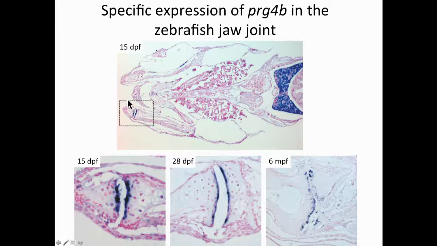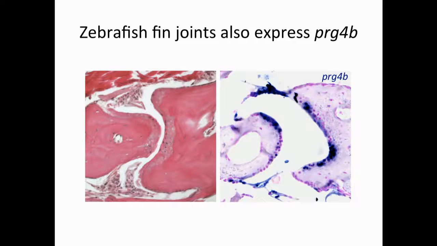So here, this expression by in situ hybridization at 15 days post-fertilization, you can see strong and specific expression of PRG4 just in the articular cartilage at the jaw joint. And this expression is maintained at 1 month and out into adult stages in the zebrafish. And this was true also in the fin joints that we described earlier. So nice strong expression of PRG4 at 3 months post-fertilization in these fin joints.